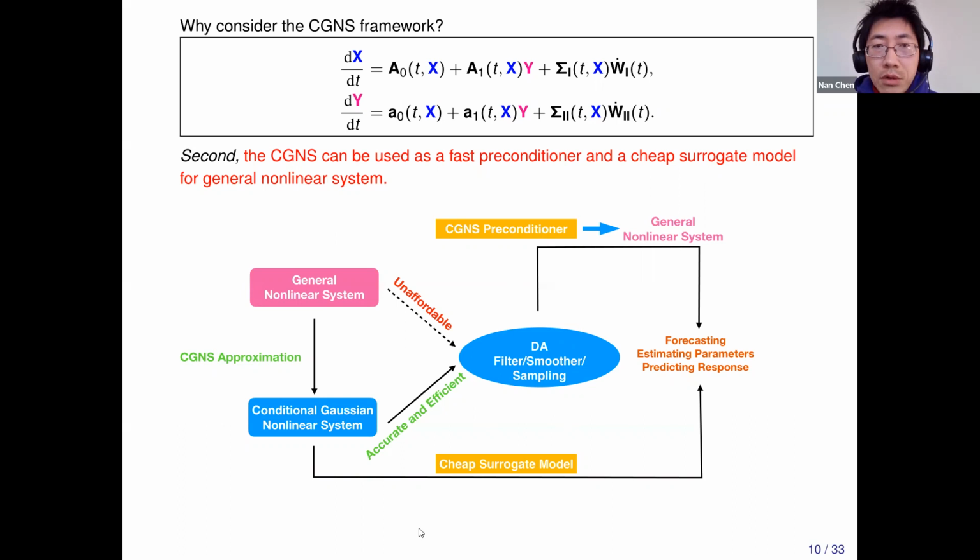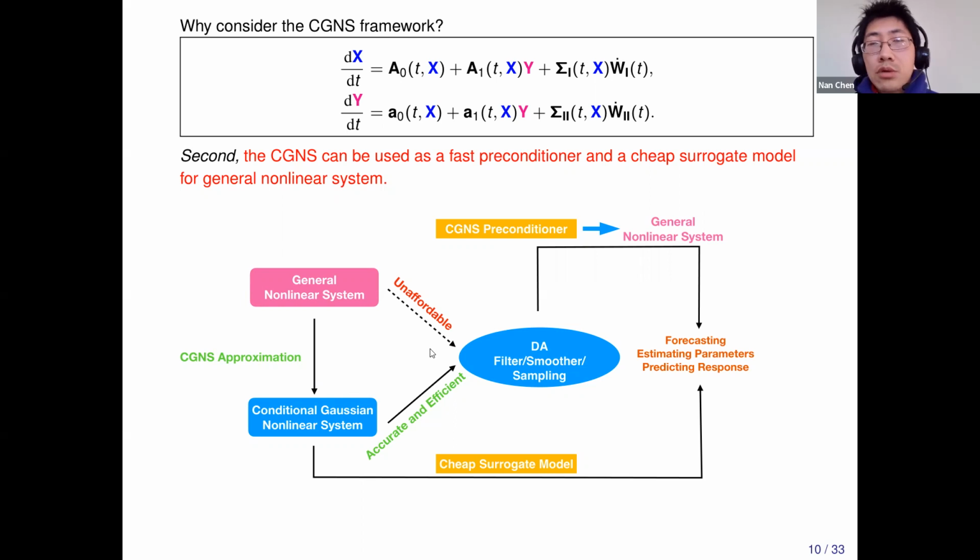And here I use this figure to illustrate how this works. So if we start with a general nonlinear system, because it's so complicated with a very large phase space, usually it will make it impossible to have some fast algorithms to do data assimilation or forecast or other things. But what we can do is we can start with this system and we make some approximations to find a conditional Gaussian model as a surrogate model for this original system. Then if we only care about some direct output, say if we only care about the forecast skill, we can always use this surrogate model to do the forecast, right?